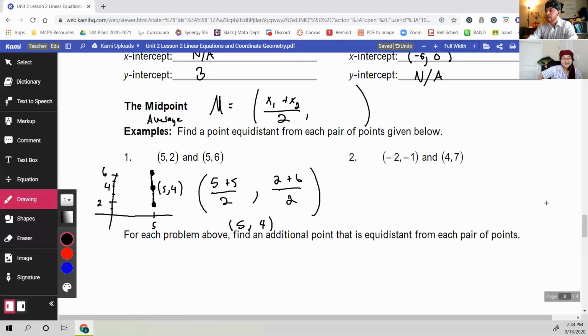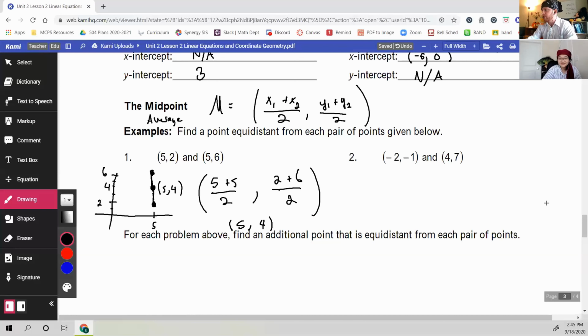Our midpoint is, as inspected by graphical methods, (5, 4). But with our algebraic method, we have found the average. The midpoint formula looks complicated, but all it is, is the average of the individual coordinates in the coordinate pair. Let's do that over here without a graph. Sometimes a graph can be confusing.